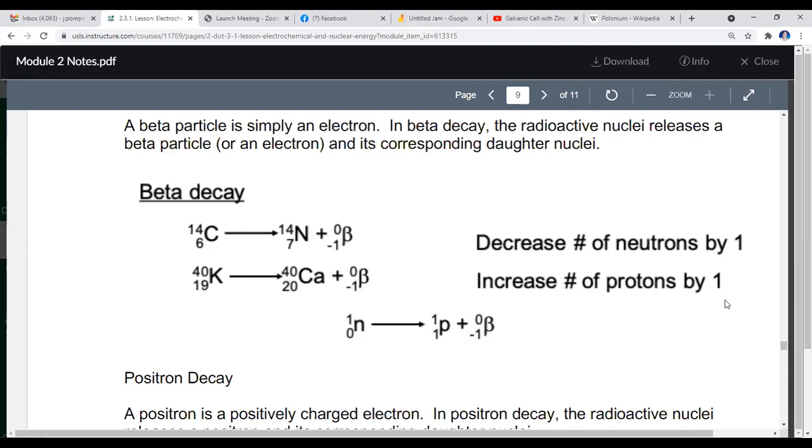Now, I'd like to ask you a question. How was this determined though? It says here, decrease of the number of neutrons by 1. And this one in here, there's an increase in the number of protons by 1. Where was this taken from?